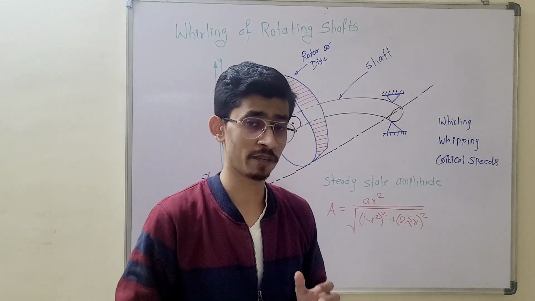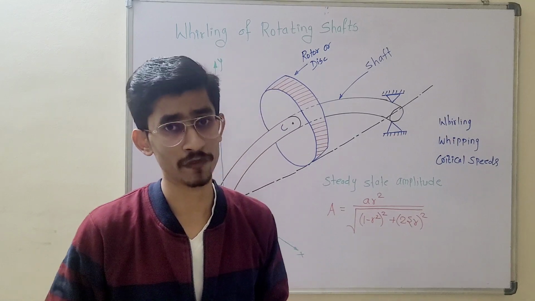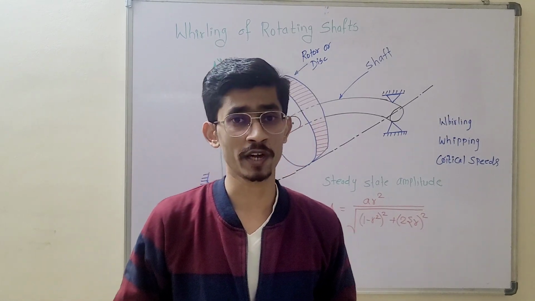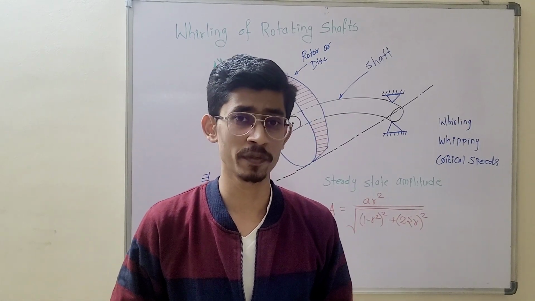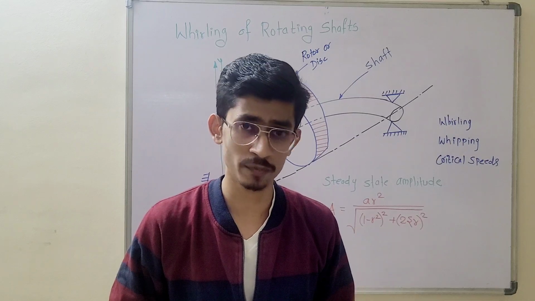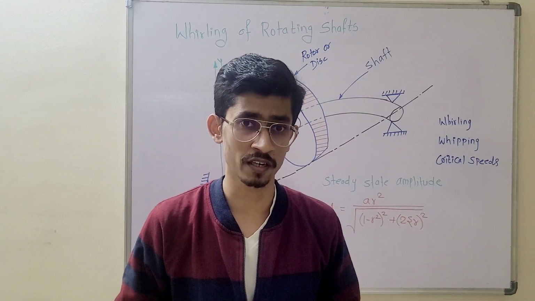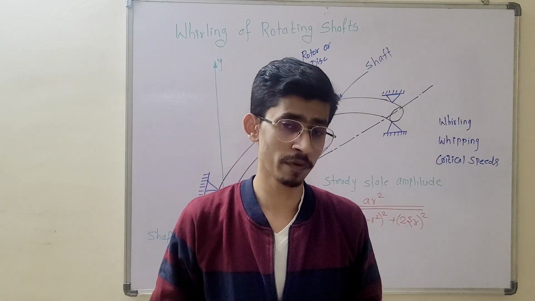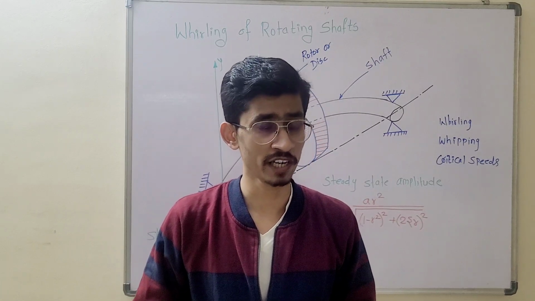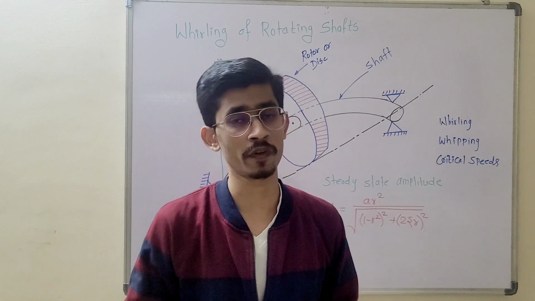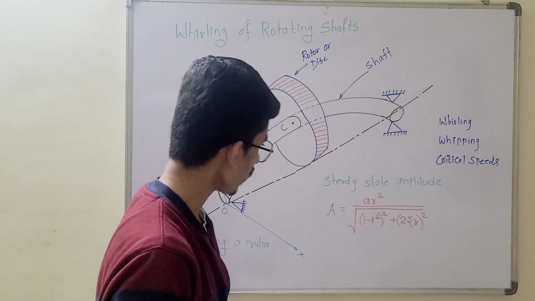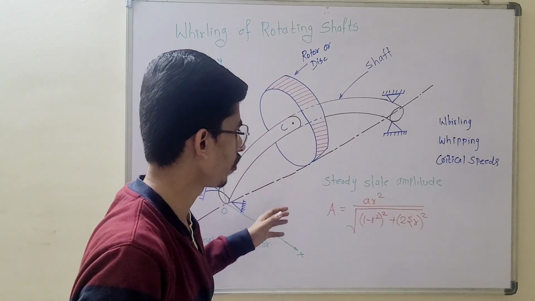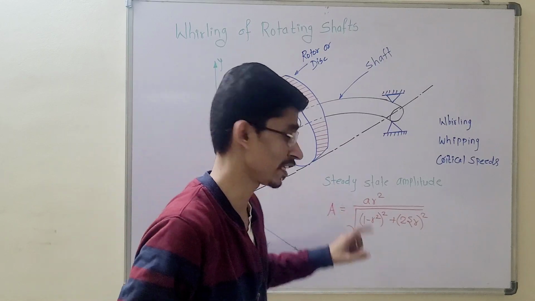And why does this unbalance occur? Due to manufacturing errors, damping errors, heavy rotational RPMs, or many other practical issues. You need to remember our shaft is going to bend at a particular speed, and that speed is your whirling speed. Due to that whirling movement we get a steady state amplitude.